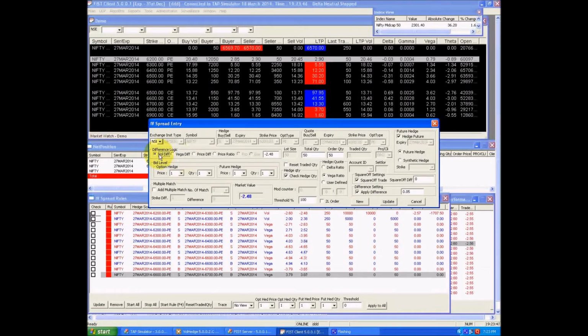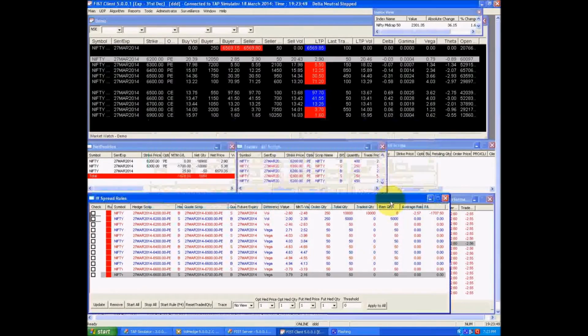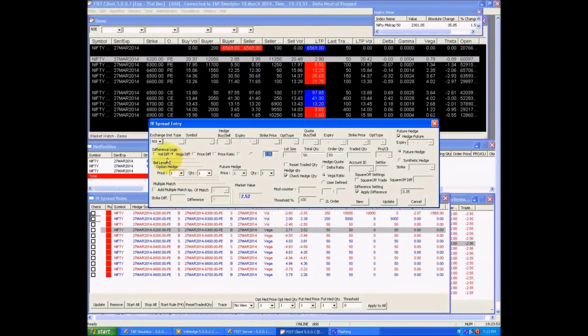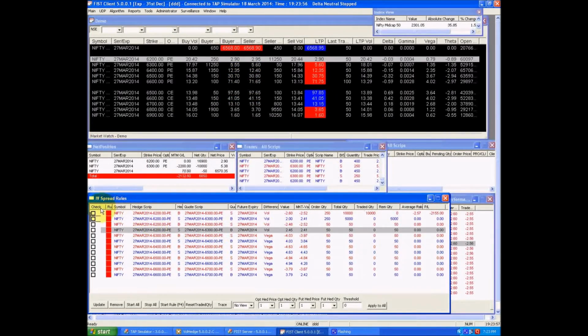If I want to convert the same into vol, I can just select the rule and press vol difference. Now this has gone into vol. For the next rule also I can do the same thing. To start all the rules at a time, I have to check all the rules and press the start all button or stop all button.